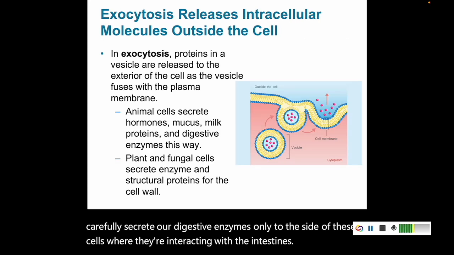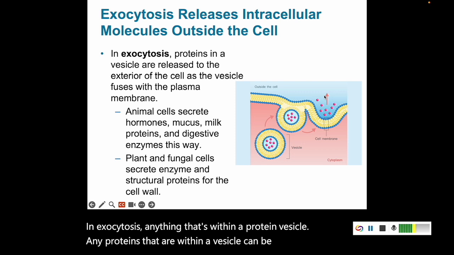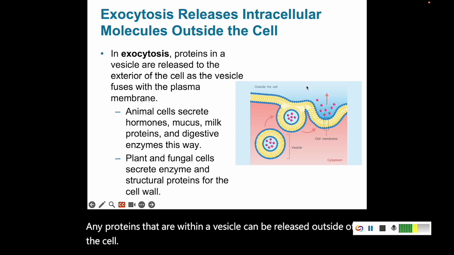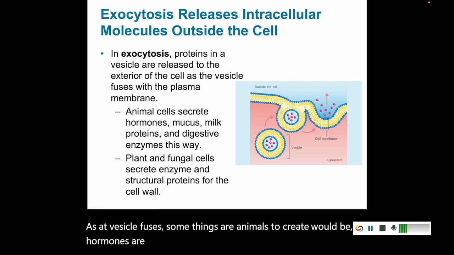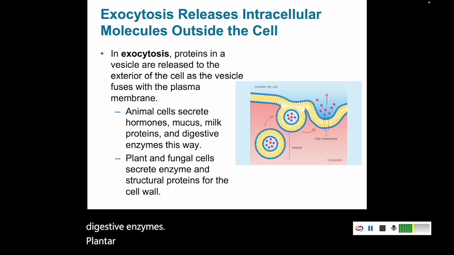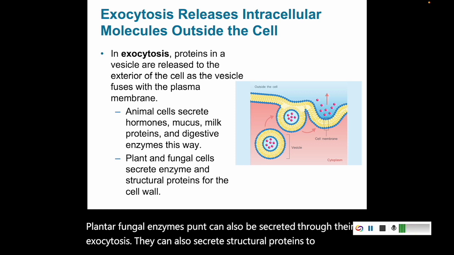In exocytosis, any proteins that are within a vesicle can be released outside of the cell as that vesicle fuses. Some things that animals secrete would be hormones secreted by different cells, mucus, milk proteins, digestive enzymes. Plant and fungal enzymes can also be secreted through exocytosis. They can also secrete structural proteins to make their cell wall.